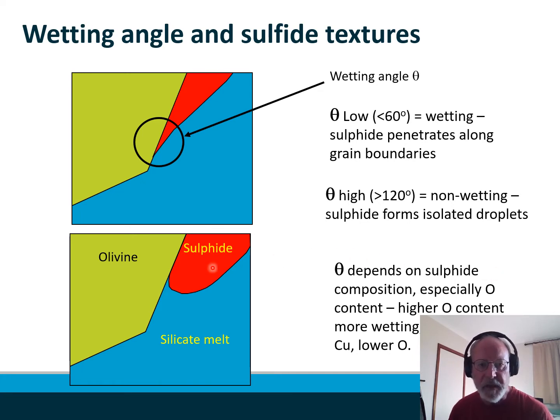If on the other hand the wetting angle is high, that means that the sulfide doesn't like to wet the olivine. You get a high wetting angle there, and what's going to happen in this case is that the sulfide will tend to form little beads. So you can kind of think of this a little bit like if you drop water onto a greasy frying pan, then the water doesn't want to wet the frying pan because it's got a film of grease on it, so it'll just form little balls.